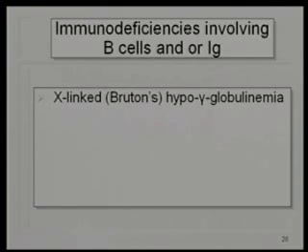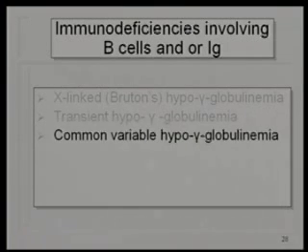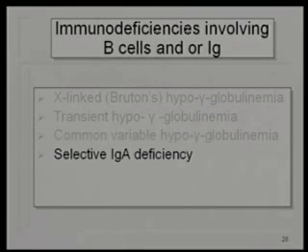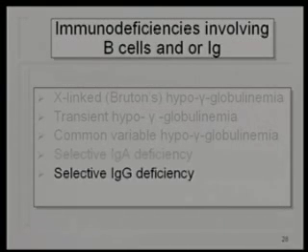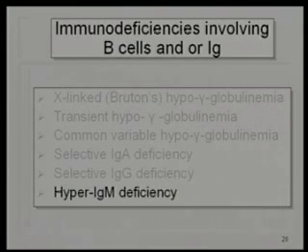the purely immunoglobulin defects, and the most severe one of these is X-linked, also known as Bruton's hypogammaglobulinemia. And there are a few others that I'll just tell you about. Transient hypogammaglobulinemia is another condition. There's common variable hypogammaglobulinemia. There is selective IgA deficiency, selective IgG deficiency as well, and there is a hyper-IgM immunodeficiency. And those have been described, and what is the defect in those?